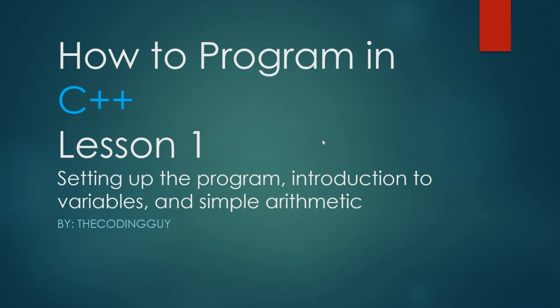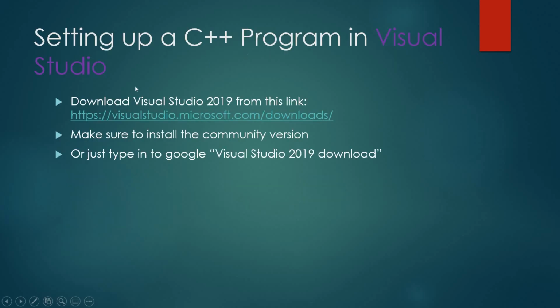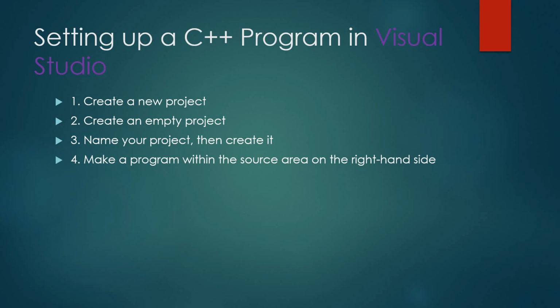We're going to use Visual Studio for this, and you can go and download Visual Studio yourself. If we go ahead and move to the next slide, you can download Visual Studio from this link. Make sure you install the community version. That's the free version, and it does everything you want and more. Or if you're having trouble with this link, you can always just type into Google Visual Studio 2019 download, and it'll be one of the first links that you see. I'm not going to go through the process of setting up Visual Studio.